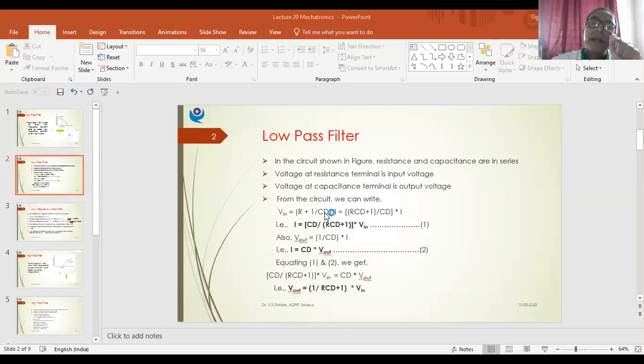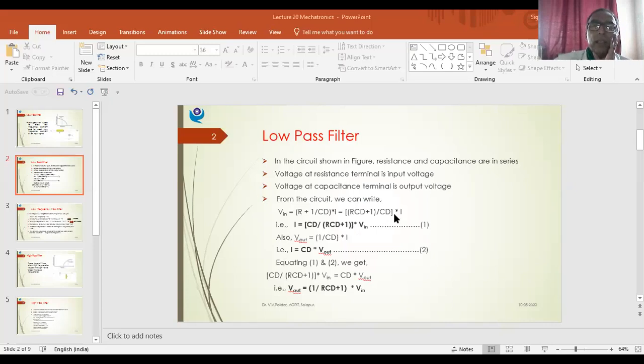What is this 1 by D? It corresponds to integral, isn't it? So 1 by CD bracket, multiplied by R. Let us cross multiply this CD here. So RCD plus 1 divided by CD, isn't it? Simplifying this bracket, RCD plus 1 upon CD, the entire bracket multiplied by I. So please write down the equations.